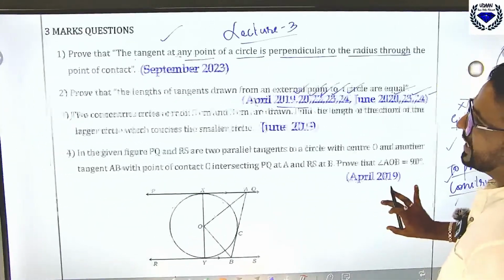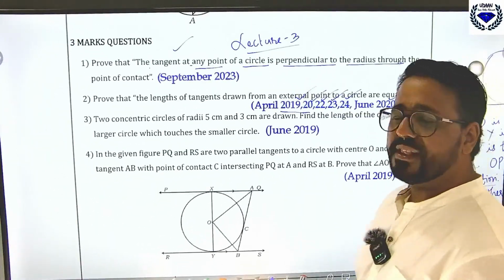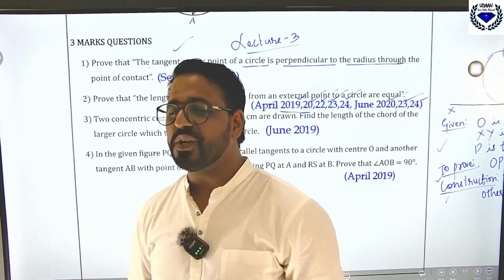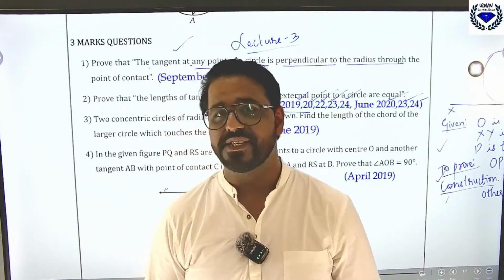Then coming to the next theorem, that is, prove that the lengths of tangents drawn from an external point to a circle are equal. So you should prove this. How will you prove this? I will just let you know.